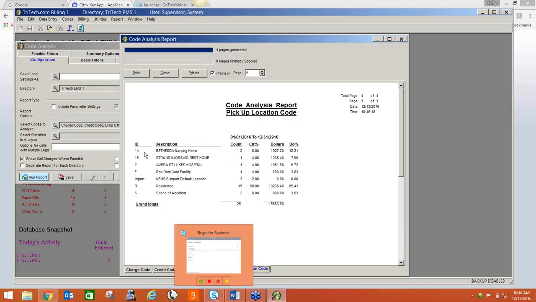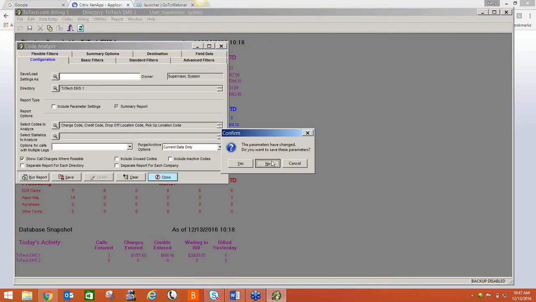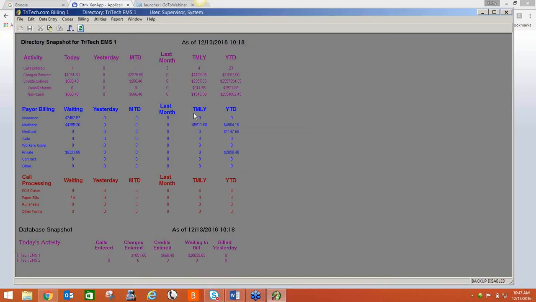Now I do show that we had a call that was picked up at Avera St. Luke's Hospital. So if I wanted to do an internal audit myself of calls picked up at a hospital, again, I could use my call report for that.